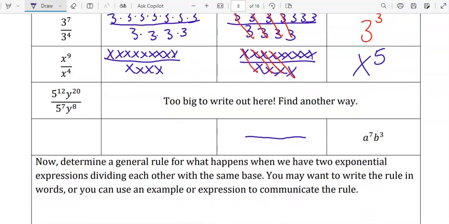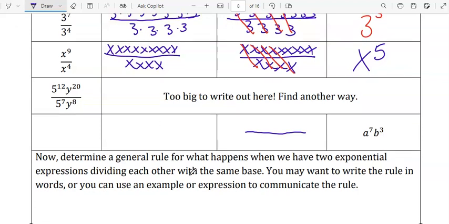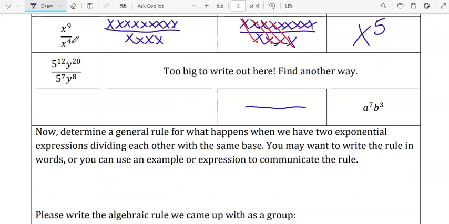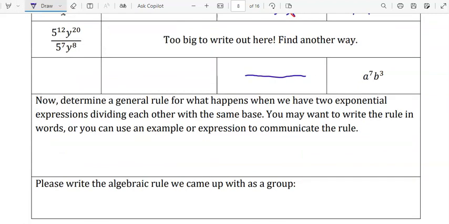Now determine a general rule for what happens when we have two exponential expressions dividing each other with the same base. You may want to write the rule in words, or you could use an example or expression to communicate the rule. Pause the video and fill in these blanks right here. Here's the algebraic rule for this one. A to the m over a to the n equals a to the m minus n. You're subtracting the exponents for this one.